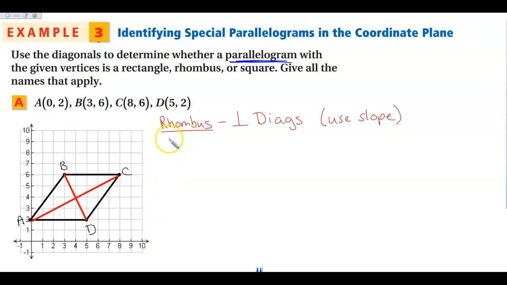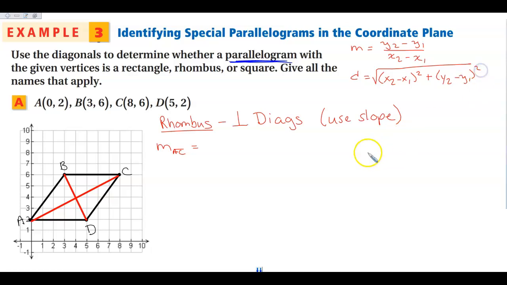All right, so I'm going to find the slope of AC, which, remember, slope is y2 minus y1 over x2 minus x1. And we're going to use distance too, which is the square root of x2 minus x1, quantity squared, plus y2 minus y1, quantity squared. Okay? So I'm going to start by determining, is it a rhombus?